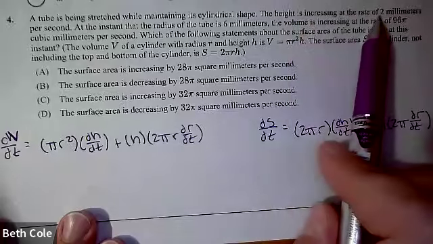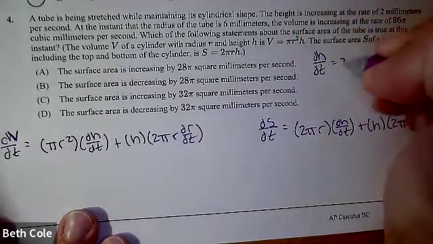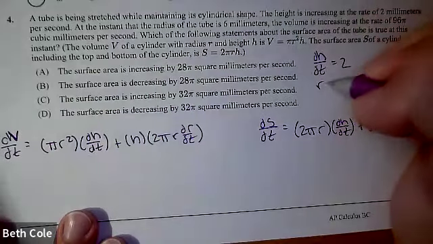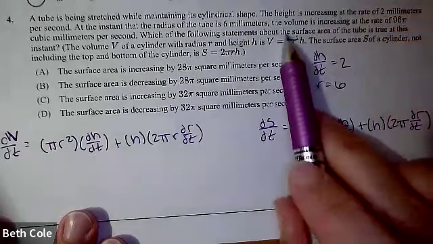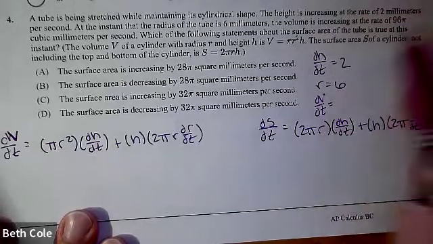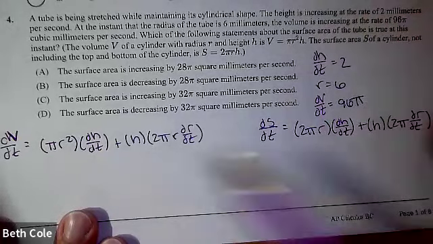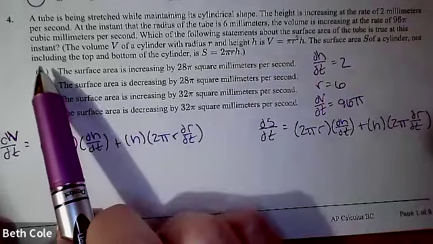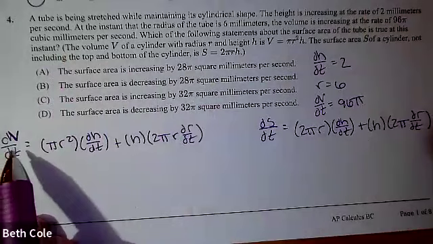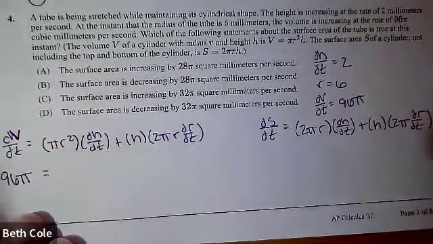All right, height is increasing at the rate of 2 millimeters per second. So dh dt is 2. At the instant when the radius is 6 millimeters, volume is increasing. So we have dV dt, and increasing means it's positive, 96 pi. That's good that there's a pi in there because we'll get some cancellation with pi. That might be all that we get. Okay, so let's start here with dV dt, since that's the one that I have some information about.